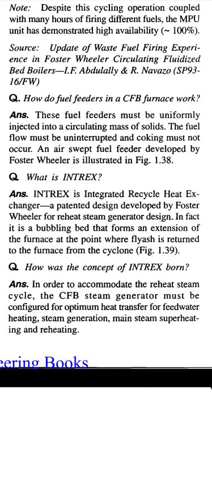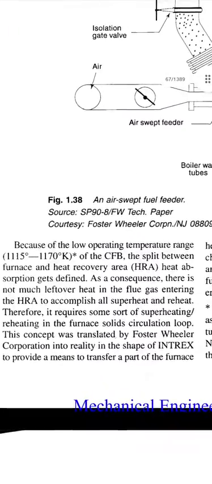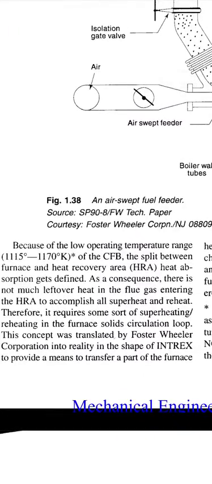Question: How was the concept of Intrex born? In order to accommodate the reheat steam cycle, the CFB steam generator must be configured for optimum heat transfer for feed water heating, steam generation, main steam superheating, and reheating. Because of the low operating temperature range of 1115 to 1170 degrees of the CFB, the split between furnace and heat recovery area heat absorption gets defined.